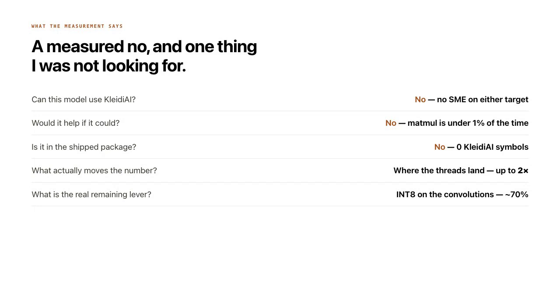Every command in this video is in the repository, in a folder you can delete without touching anything else, and the numbers on screen came out of it rather than out of me. A measured no is worth more than an assumed yes.